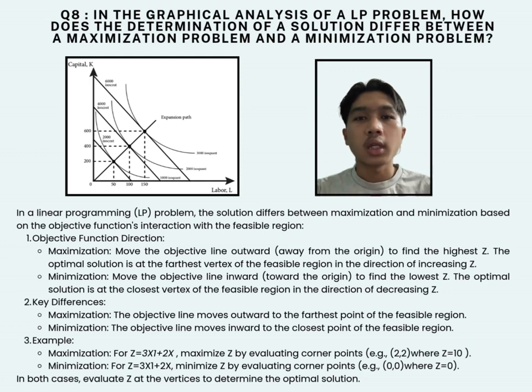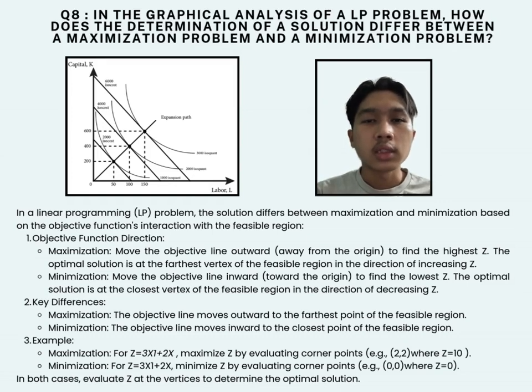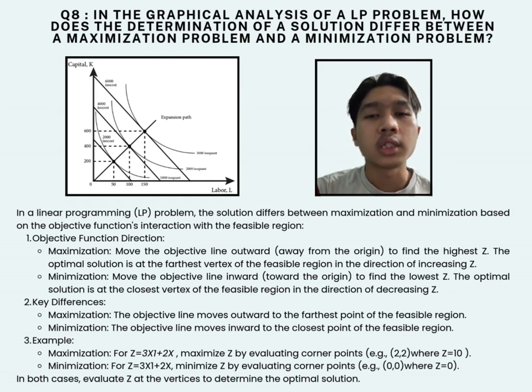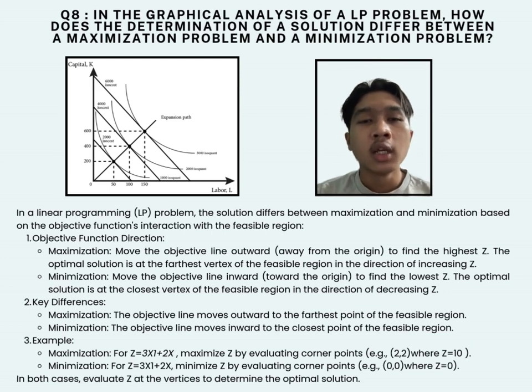For the last question, question 8, the question is, in the graphical analysis of a linear programming problem, how does the determination of a solution differ between a maximization problem and a minimization problem? We have three ways to differentiate it. In a linear programming problem, the solution differs between maximization and minimization based on the objective function's interaction with the feasible region. The first one is objective function direction.